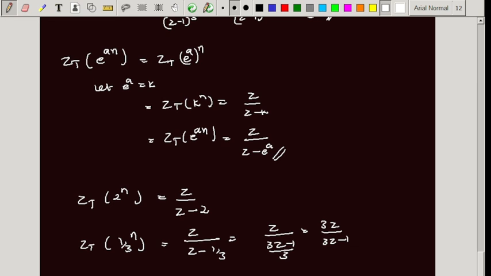The same problem we can solve without using this k power n formula. We can use the definition of z transform. We can solve similar to z transform of 1.